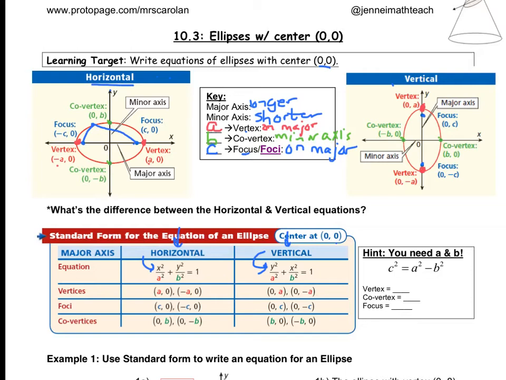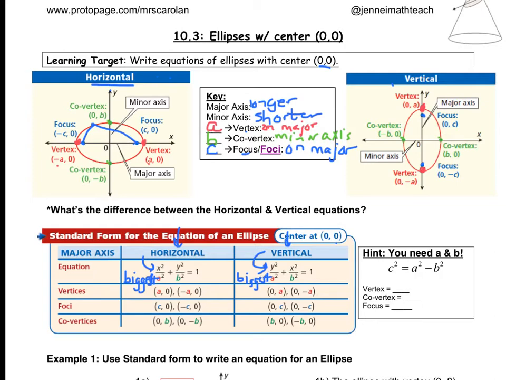The way you can for sure tell which is which is horizontal ellipses have a longer major axis, right? So since A goes on the major axis, A is the biggest number. In the vertical ellipses, since the vertical axis, the y-axis, is the major axis, then A is your biggest number in that. So it's under the y squared.